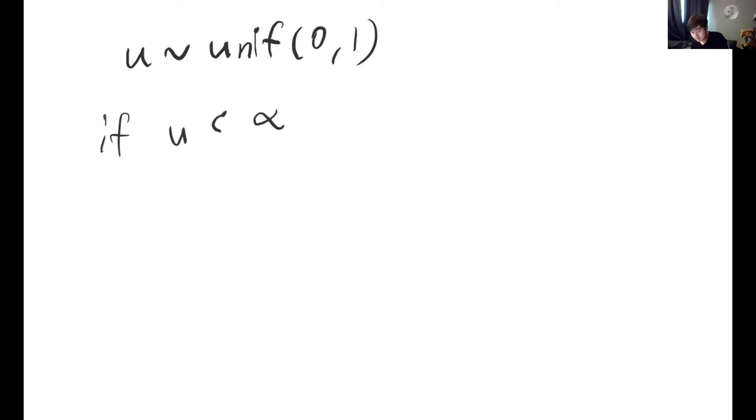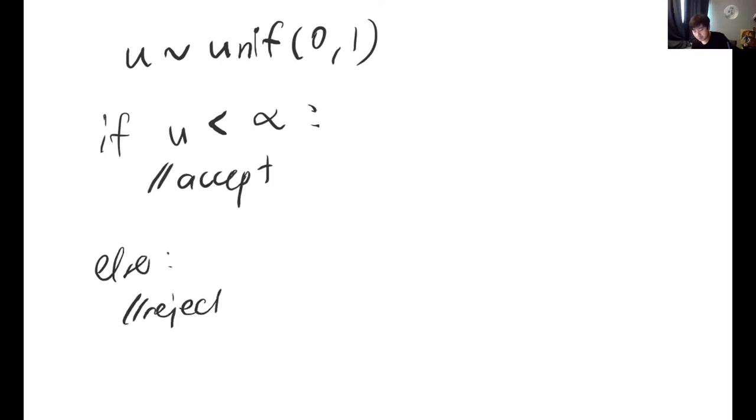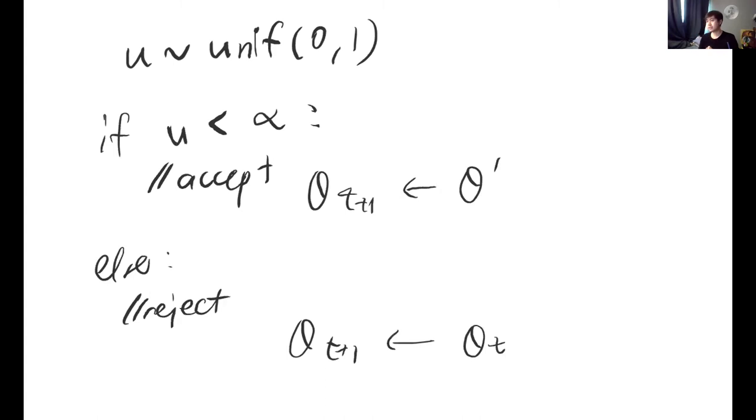Okay. And then the last part is we pick a uniformly distributed random variable u between 0 and 1. And then we make the following decision. If my u is smaller than alpha, then I accept my point. This means that my t plus 1 is assigned to be my proposal, meaning I accept the proposal, or my proposal is my new point. Else, I reject. If I reject it, my new point is simply my previous point.